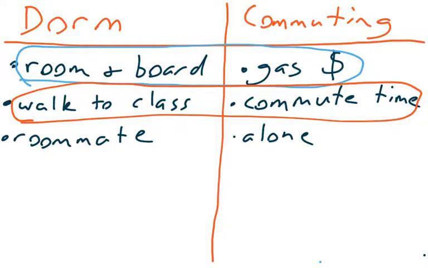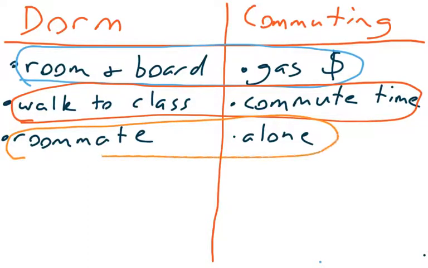Maybe it takes 10. And another thing that you can compare is maybe you have a roommate if you live in a dorm, or maybe you live alone if you're commuting. So you have an apartment to yourself or a house to yourself versus having to live with a stranger. So these are just different things that you could compare.